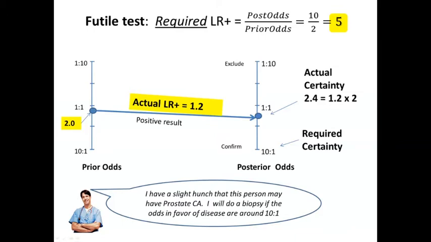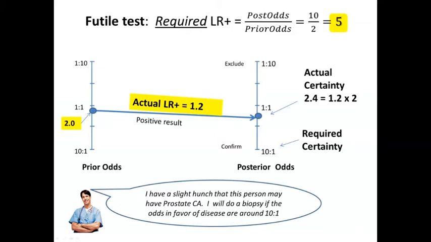So we might have a futile test where the required likelihood ratio isn't good enough. So here's the doctor going, I have a slight hunch that this person may have prostate cancer. I will do a biopsy if the odds favoring disease are around 10 to 1. So let's say his slight hunch is an odds ratio of 2. That's not very strong. I think it's twice as likely that the patient has it than not, but it's probably not enough to send them for biopsy. And he gives them a PSA test, and the positive likelihood ratio for that is very poor. It's 1.2. So is that going to help this doctor solve the problem?